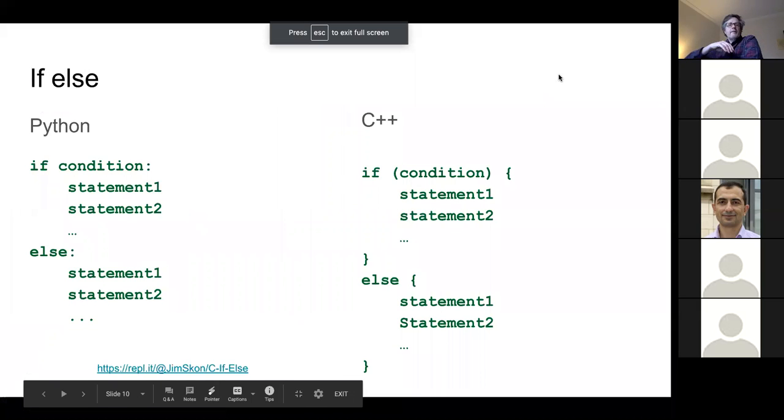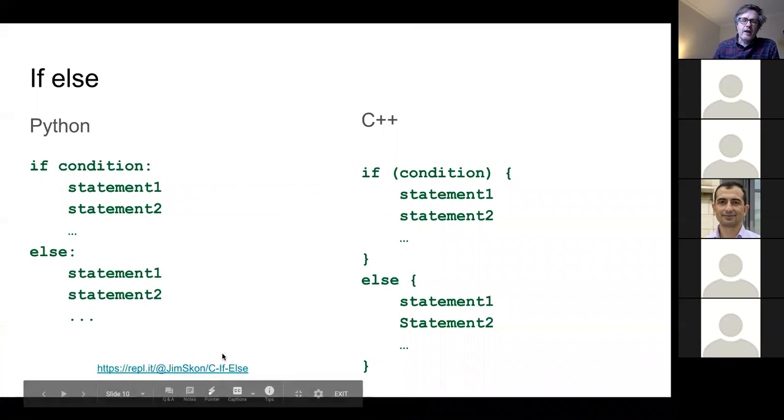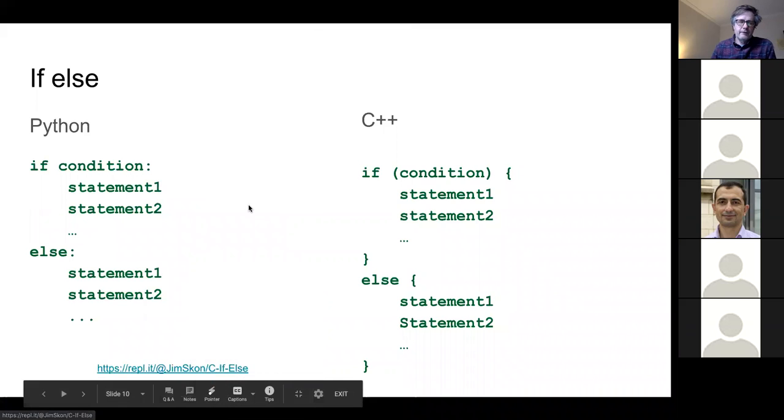So now we also have, like Python, the possibility of an else. It looks very similar. The condition has to be in parentheses. And then what we do is we do the beginning and ending bracket for the first block, we do the else, and then we do the beginning and end brackets for the second. Let's look at that.